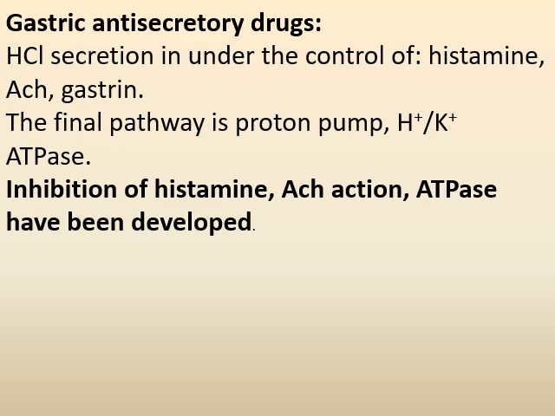Also under control of ACH. So we can give anticholinergic agent, gastrin. Also we can inhibit the action or reduce the action of gastrin. And the final pathway is the proton pump اللي هو hydrogen potassium ATPase system. Also we can use the proton pump inhibitors.